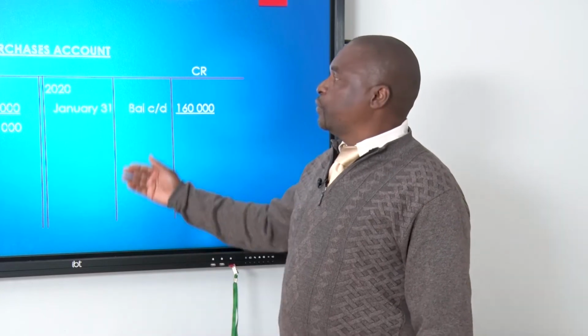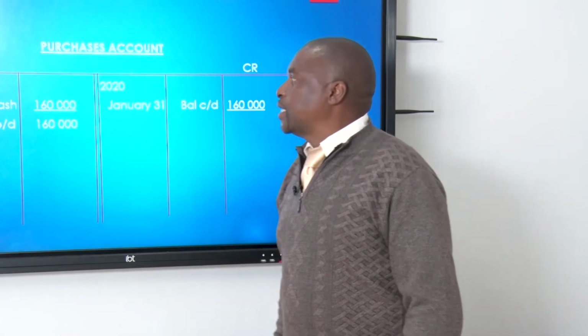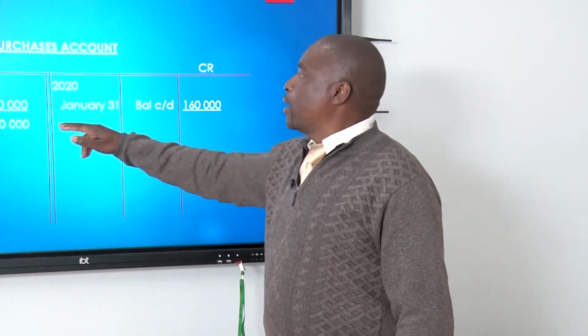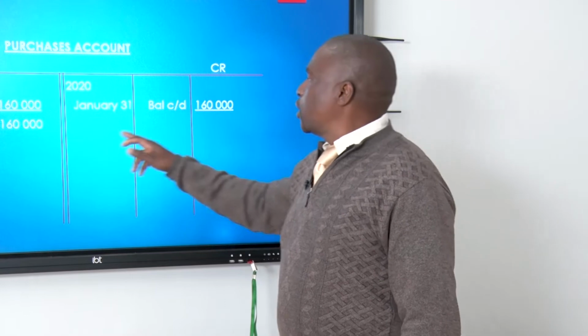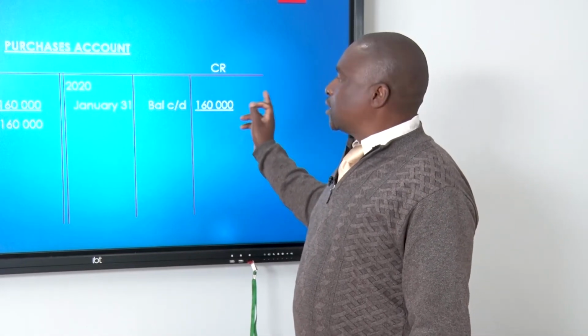There was also the purchases account. We said that the purchases account is an expense account, and from the cash book, you remember, it was recorded on the credit side. But in the purchases account, the corresponding entry is the 160 on the debit side on January 2. We also balance off this account to 160,000. We see on 31st January, the balance of 160,000 is taken into the following month as 160,000.